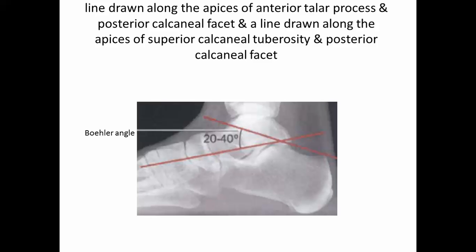And this is one of the important angles, which is called Bohler angle. If you draw a line from the anterior talar process to the posterior calcaneal facet, and another line from the posterior calcaneal facet to the superior calcaneal tuberosity, these lines intersecting will produce the Bohler angle. A bony protrusion here is considered the summit, and this is the third point.